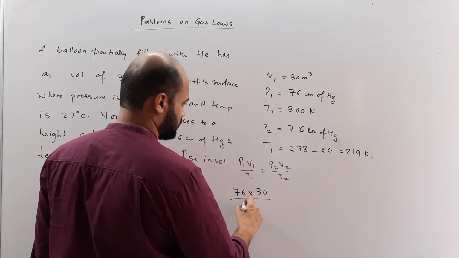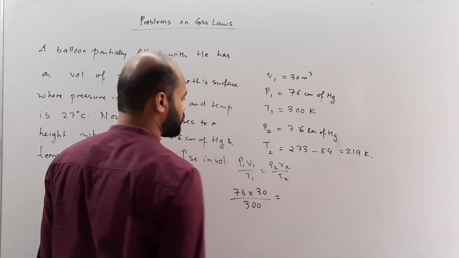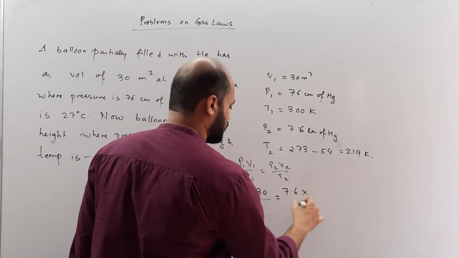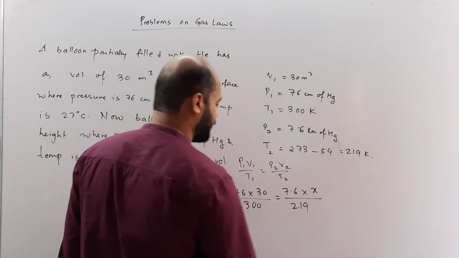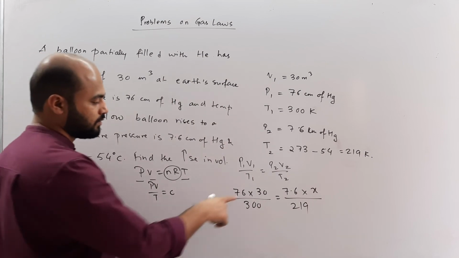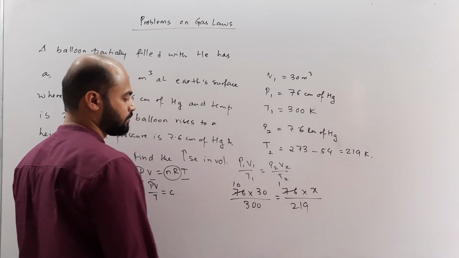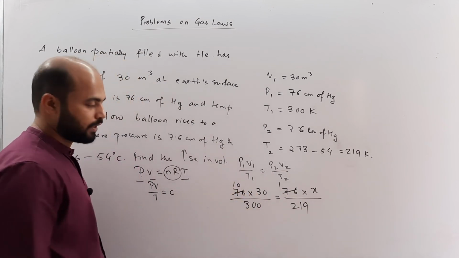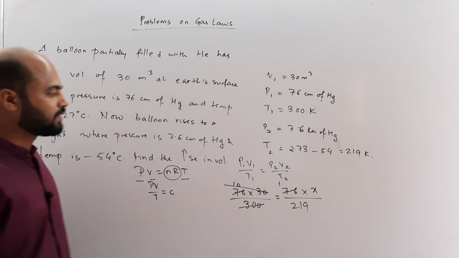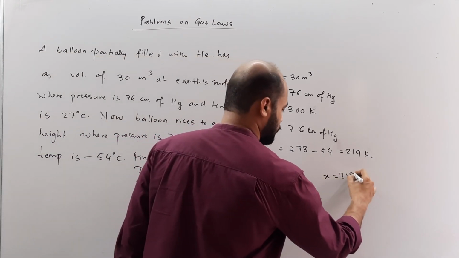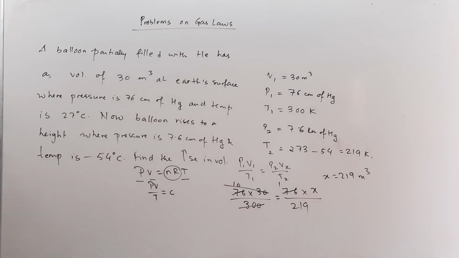temperature T1 is 300, pressure P2 is given as 7.6, volume is unknown X, and the temperature T2 is given as 219. Now we can clearly cancel all of this, divide 7.6 ones are, this is 10s are. So 30 into 10 is 300 and this 300 and this 300 will go. And ultimately what we get is X is 219. So it is 219 meter cube of the volume at that particular height.